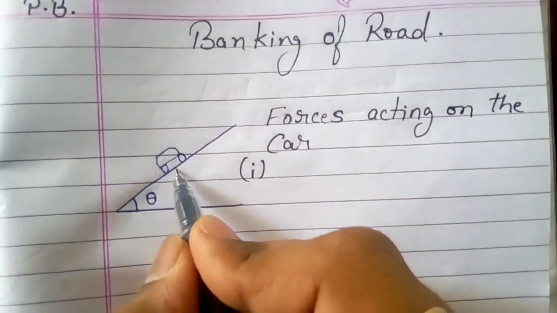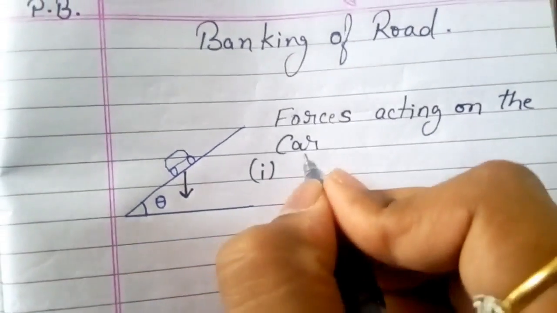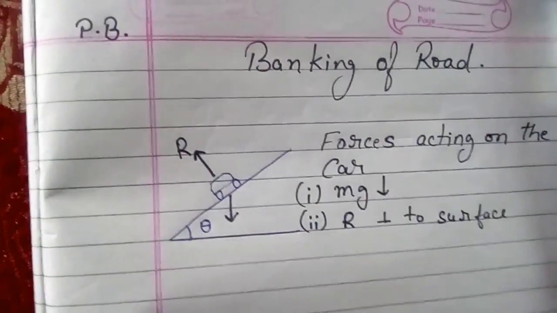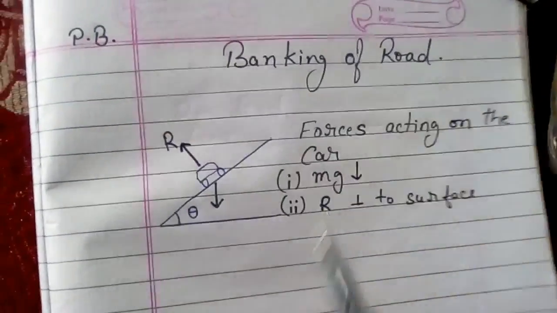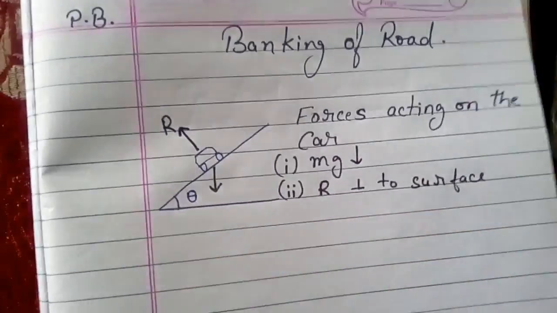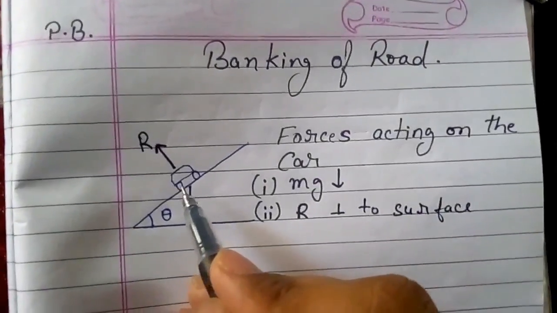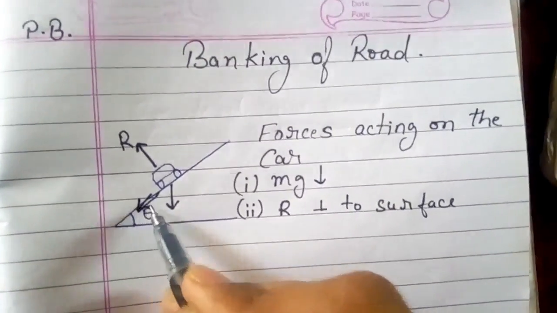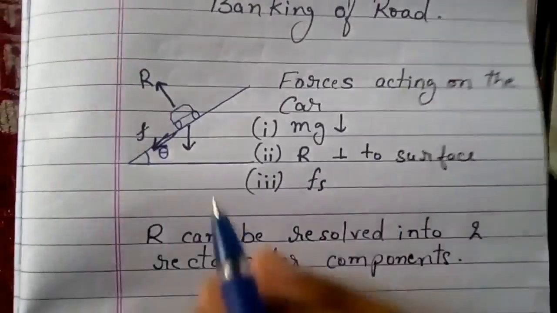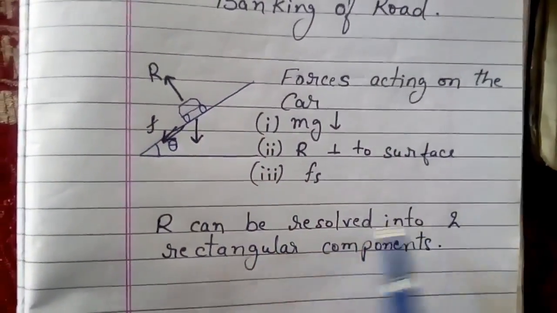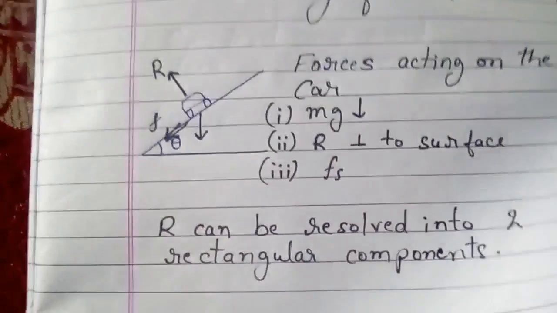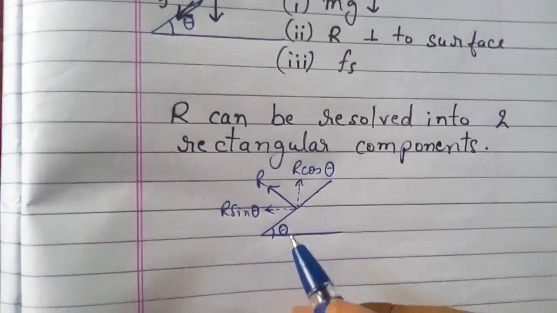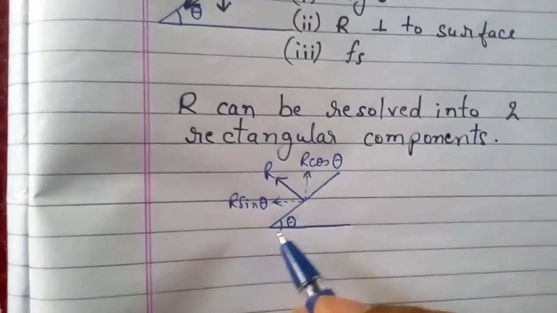Here we can clearly see that the weight of the car, mg, is acting vertically downward, and the normal reaction is acting perpendicular to the surface. Also there's force of friction acting along the surface. The normal reaction can be resolved into two rectangular components. This resolving into rectangular components is very simple to understand, as the reaction is acting perpendicular to the surface.